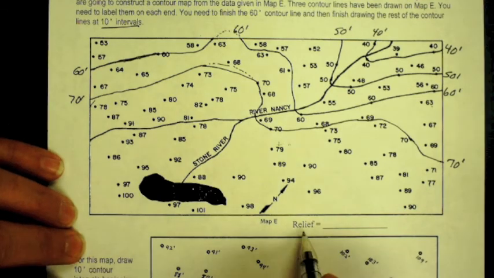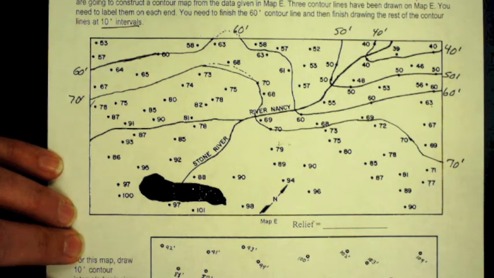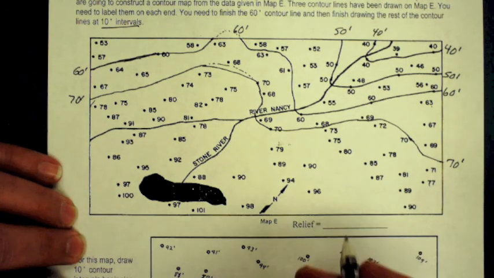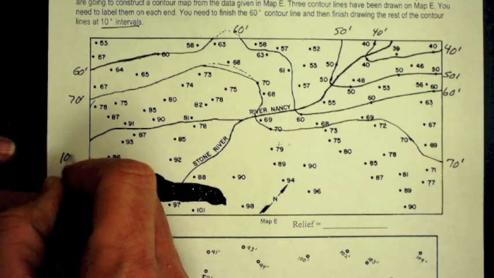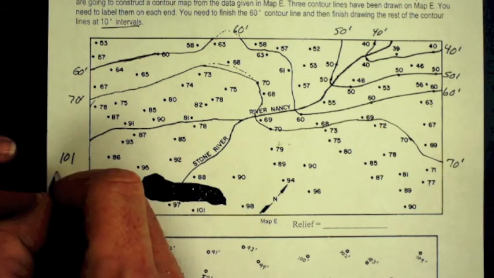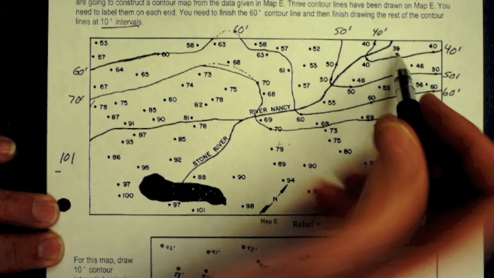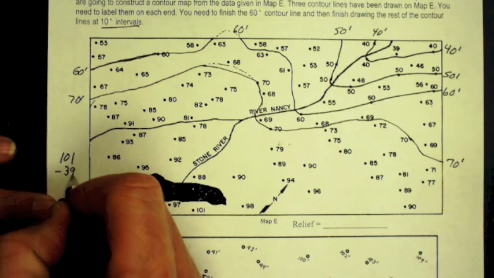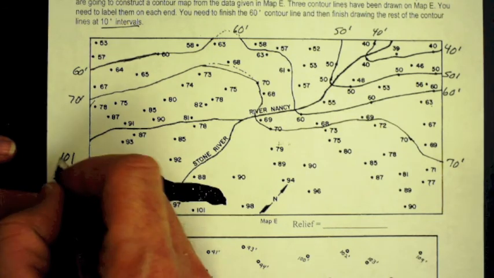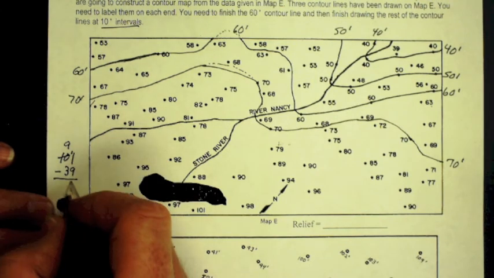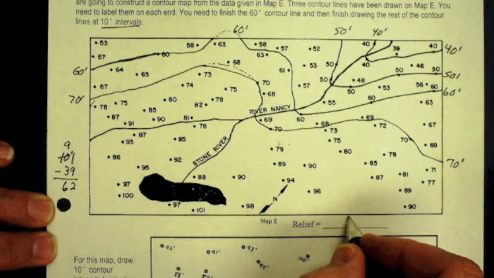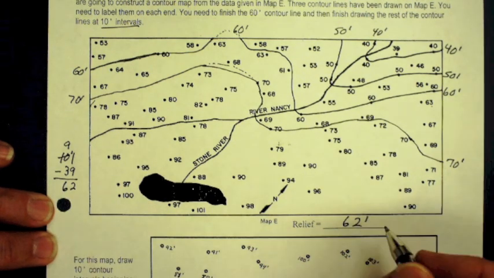And the last thing then is the relief. The relief is the range from the lowest elevation to the highest elevation, just like the range in math. And so the highest number we said was 101, so it's 101 minus the lowest number, which is 39. All right, if we subtract those, we borrow 1, make this 9 instead of 10. Carry your 1. 11 minus 9 gives you 2. 9 minus 3 gives you 6. And so your relief would be 62 feet.